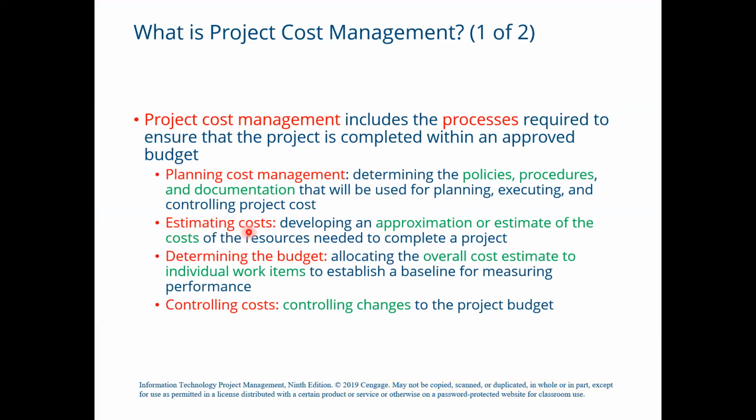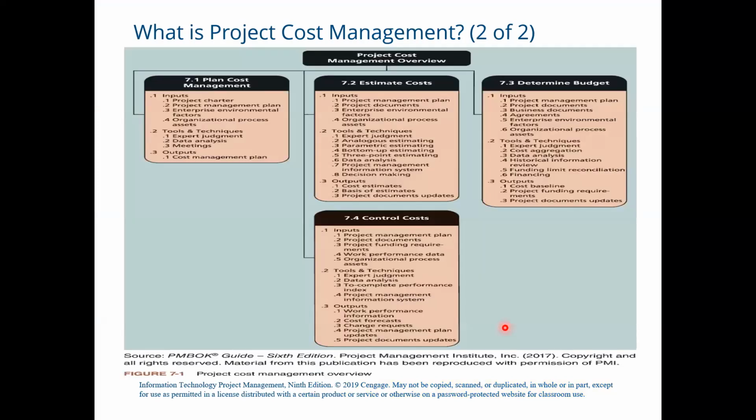Second is estimating costs, which means developing an approximation or estimate of the cost of the resources needed to complete a project. Third process is determining the budget, which means allocating the overall cost estimate to individual work items to establish a baseline for measuring the performance. Last process is controlling cost, which means controlling changes to the project budget.